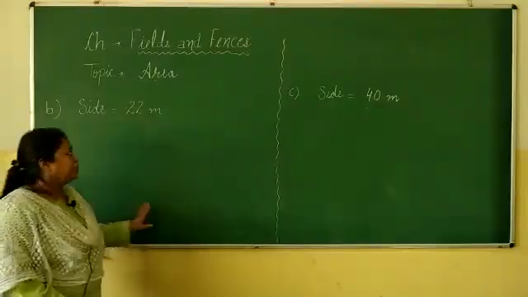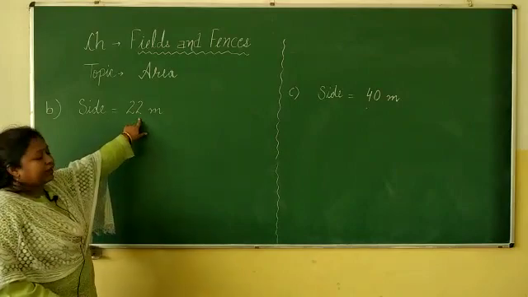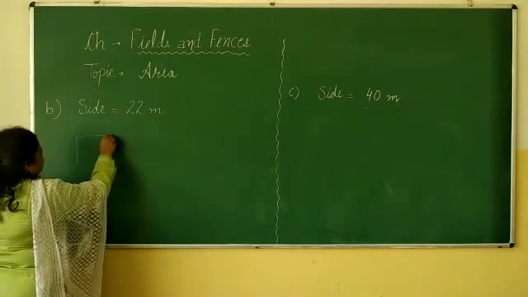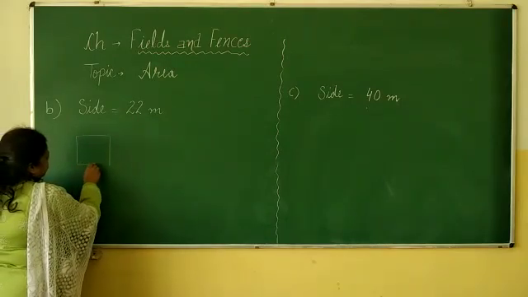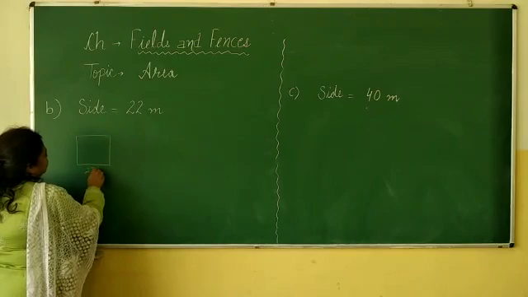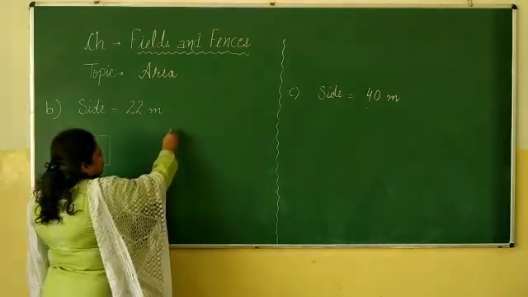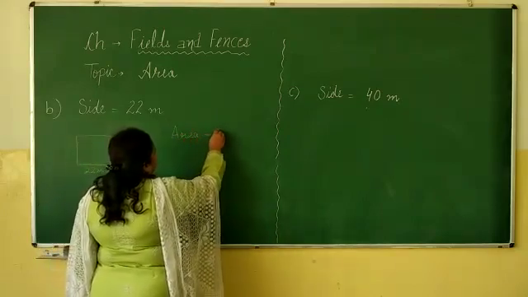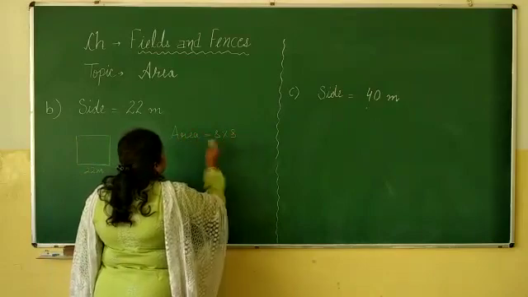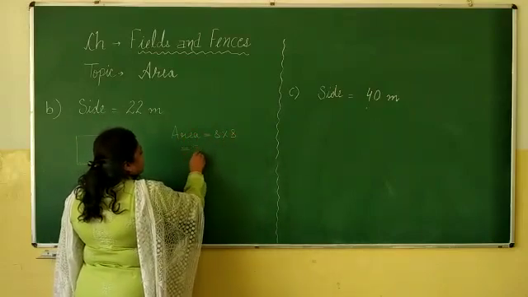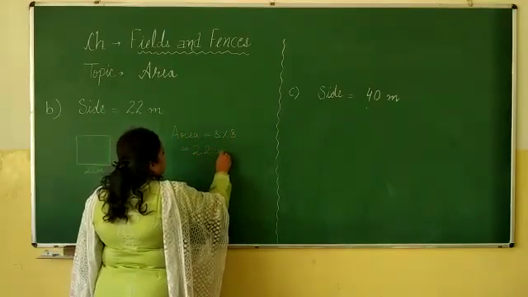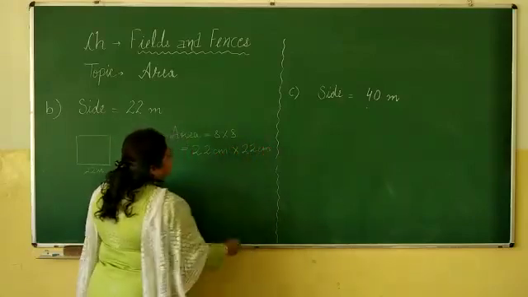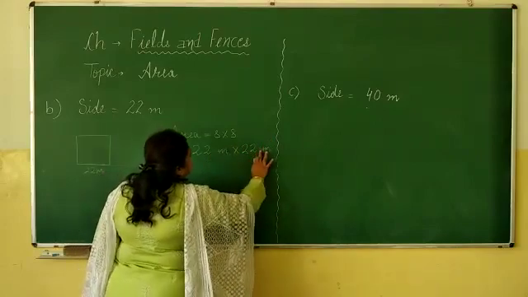Let's solve our next example. In this we have side 22 meter. Let's draw the square. 22 meter is the side of the square. We'll write the formula. Area is equal to S into S, and in place of S into S we write 22 meter multiplied by 22 meter.